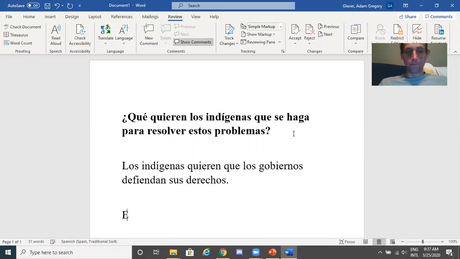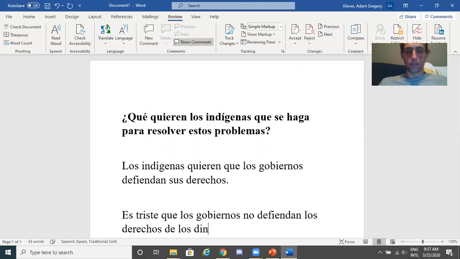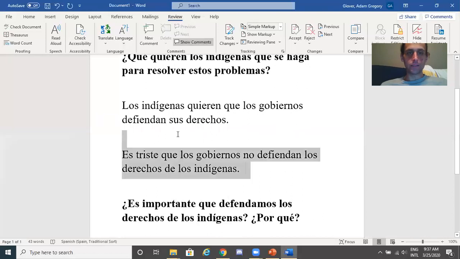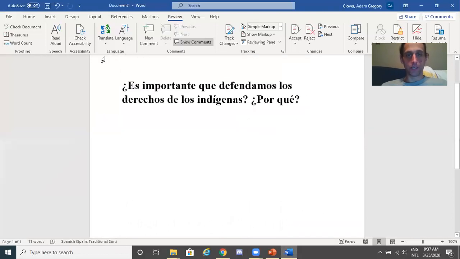We could also say, es triste que los gobiernos no defiendan los derechos de los indígenas. There's another way. And similarly, for the final question we have listed here, ¿es importante que defendamos los derechos de los indígenas? Here it's relatively straightforward how you might answer using the subjunctive, partially because the subjunctive is already in the question.